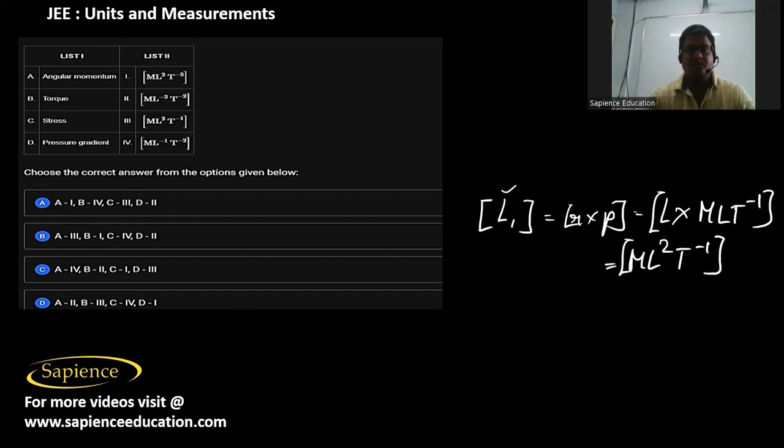Square T power minus 1. So A matches with 3.